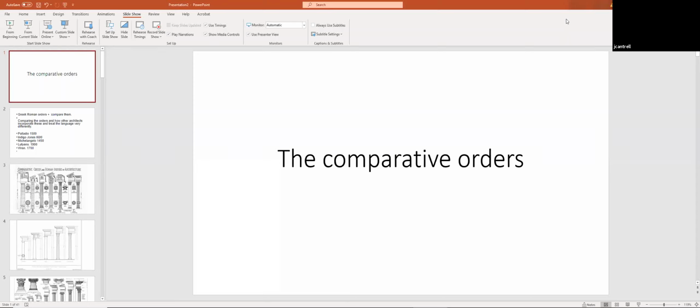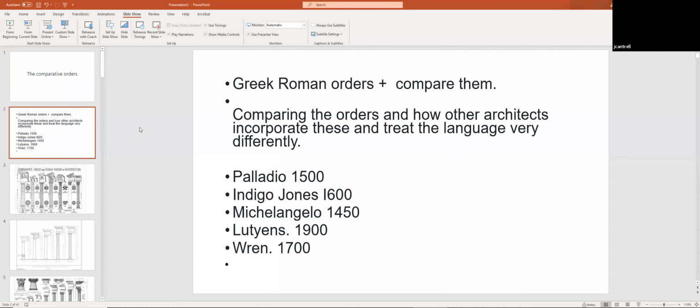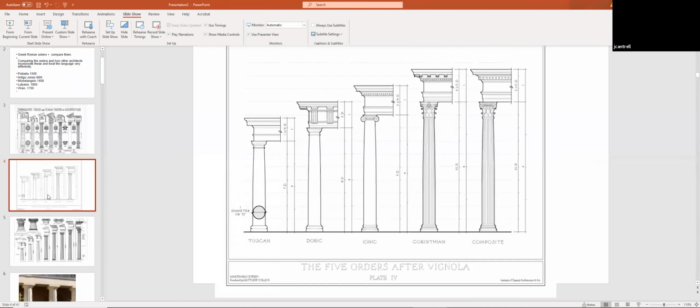We're going to be talking about the comparative orders. What does that mean? We're going to be comparing orders roughly between Greek and Roman architecture. By that, I mean we're going to be talking about how they're arranged and designed by several different famous architects. But for the most part, if you're new to the class, we earlier talked about the difference between the 5 classical orders which are established: Tuscan, Doric, Ionic, Corinthian, and Composite.